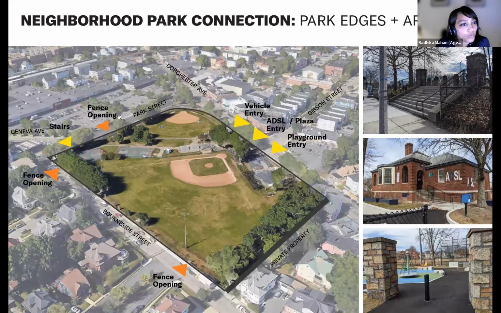Along Park Street, we have a fence opening about midway through the block, as well as a set of stairs, which you can see at the top right corner here. And finally, along Burnside Street, there are two fence openings along this section of the street, which allows a somewhat more informal entry experience into the park.